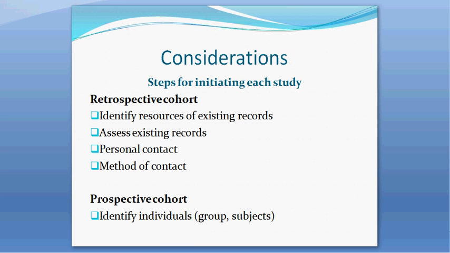In the prospective cohort, the individual group will first need to be identified. In the longitudinal cohort, the population will need to be selected, and the source of data collection will also need to be determined.